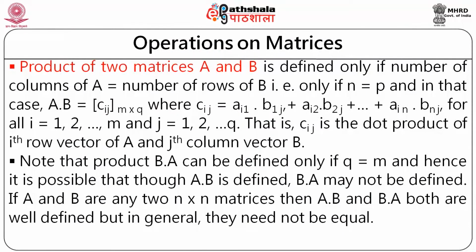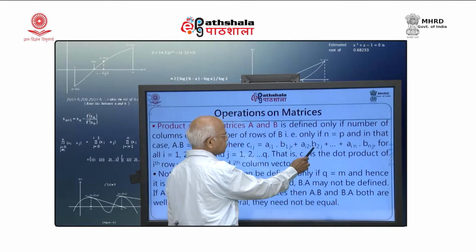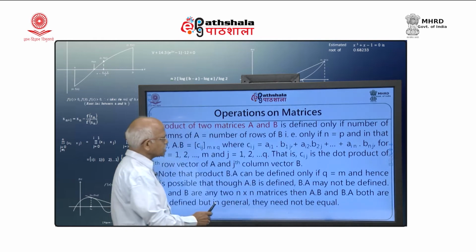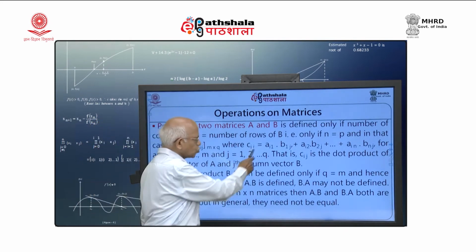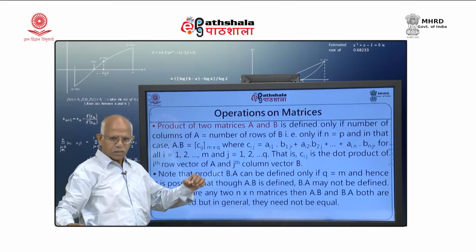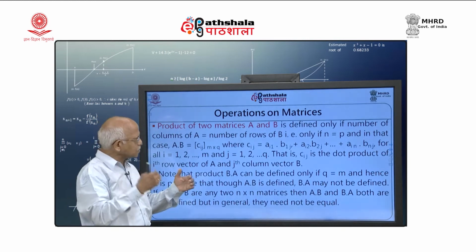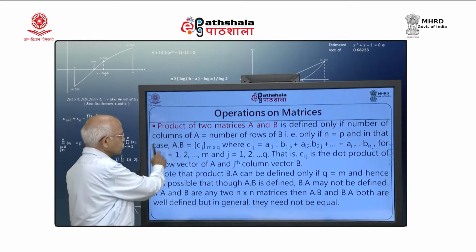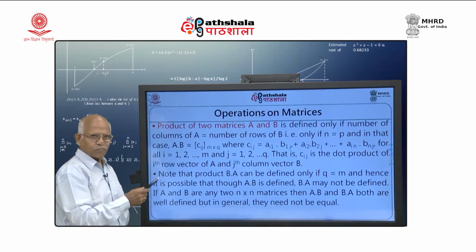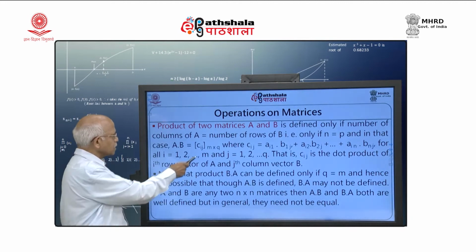And in that case, what will be the general element of the product? General element of the product will be given by ai1 into b1j, plus ai2 into b2j, and so on up to ain into bnj. What is this actually? This is nothing but element by element multiplying and adding. So, we are taking the ith row of the matrix A and jth column of the second matrix B, multiplying one by one element, and adding those products. That will give me the ijth element. So, in order to compute the ijth element of the product, I have to select the ith row of matrix A and jth column of matrix B, multiply element by element and then add all those products together, which will give me Cij.